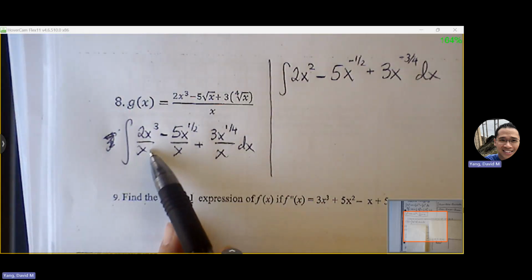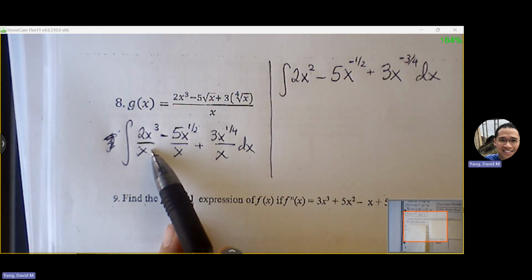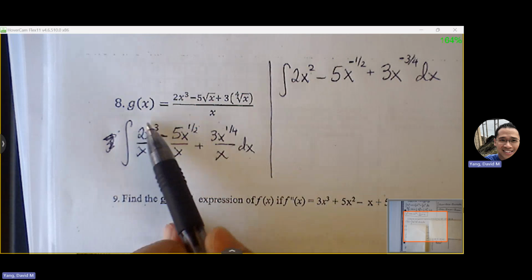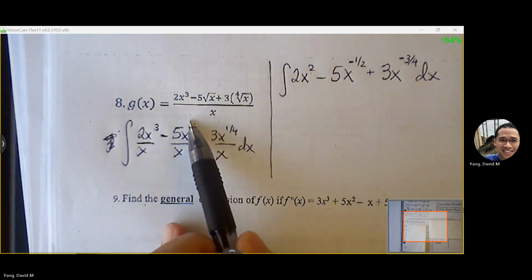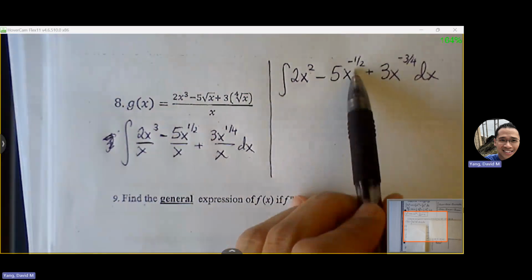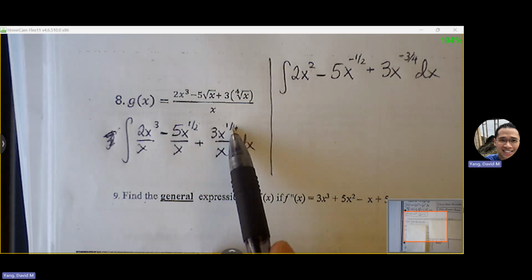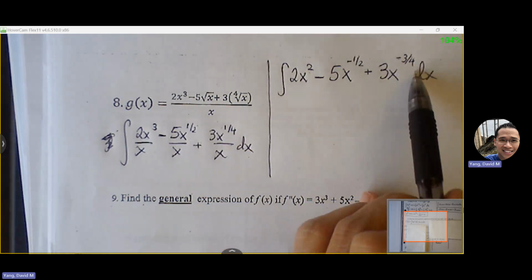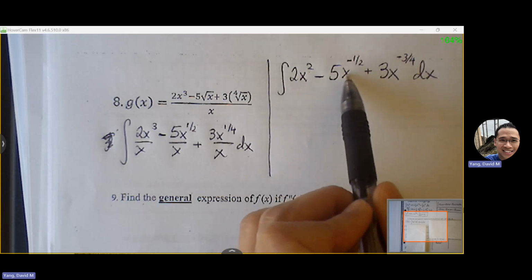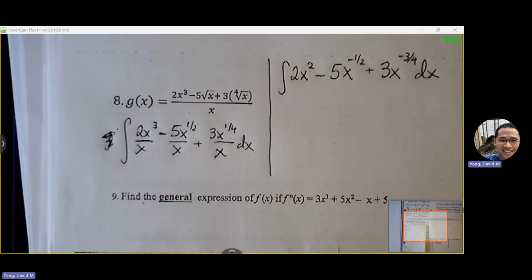So these denominators all have exponents of 1. So 3 minus 1 is 2. 1/2 minus 1 is negative 1/2. 1/4 minus 1, same thing as 1/4 minus 4/4, will be negative 3/4. Now every term is ready for power rule. Our next step can be power rule. And after we apply it, we can drop those notations in front.